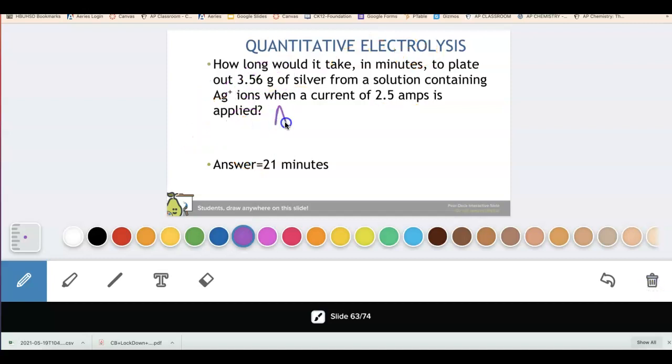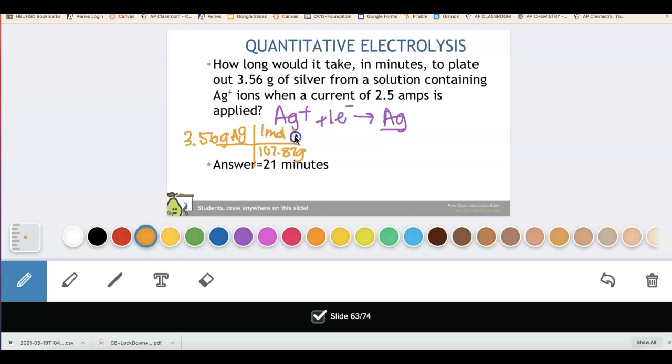Let's look at what's happening. They're taking silver ion and turning it into solid silver. What does that require? It requires adding 1 electron. Silver ion takes in 1 electron from the current to make solid silver. So we're going to work backwards. Watch. 3.56 grams of silver, and then silver is 107.87 grams per 1 mole of silver. So we're right here.